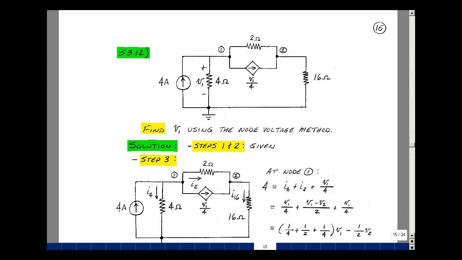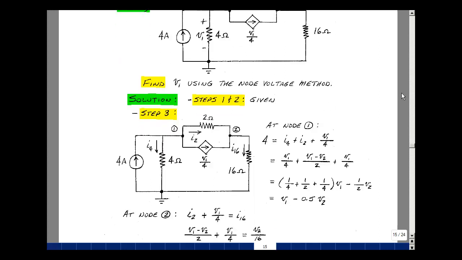This is a 5-step algorithm in our class notes. Steps 1 and 2 are to pick a ground node and then define the nodes. That's already been done for us. Step 3 is to do Kirchhoff's current law, and for us to do that we need to assign a current in each element. Arbitrarily pick this current to be I4, I2, and I16. Doesn't make a difference how you pick it, just stick with it throughout the problem.